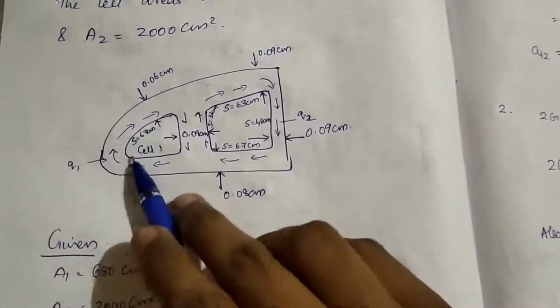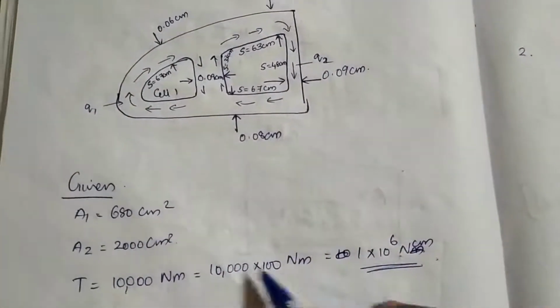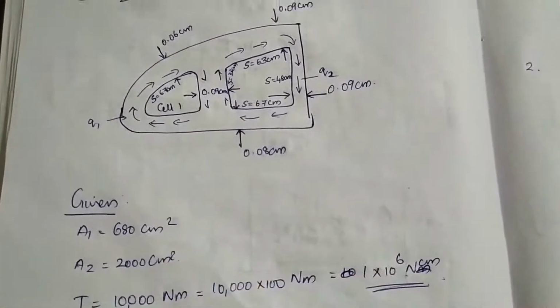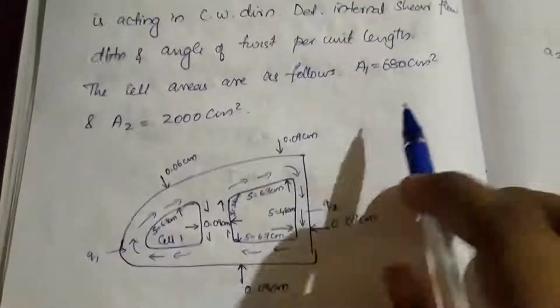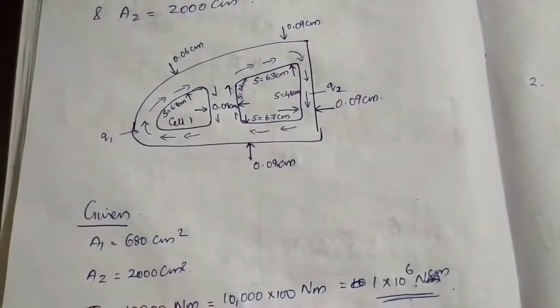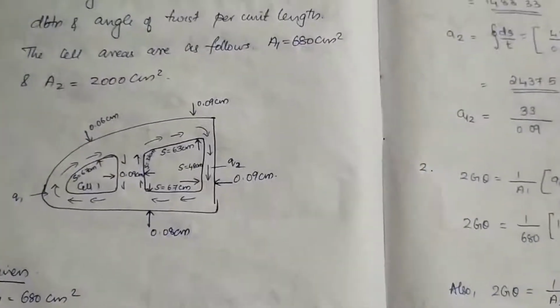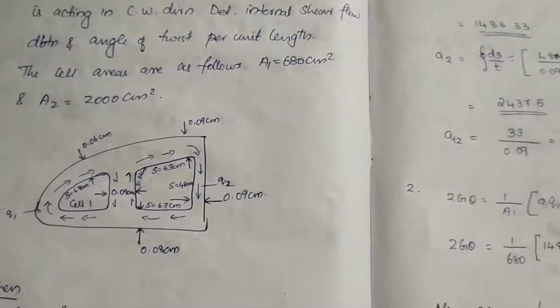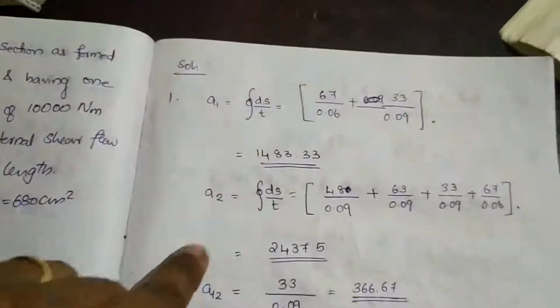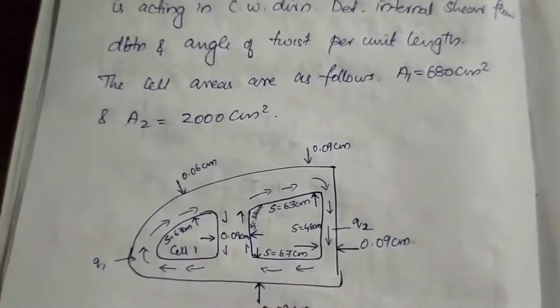And they have given the torque. We will convert it into centimeter because these two terms are in centimeter. So A1, A2, everything is in centimeter, so it's convenient to convert it to centimeter. So again you will go by this process. First of all, you find out A1, A2, A12. A1 means, see, this is very important.